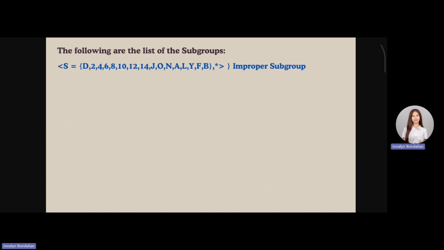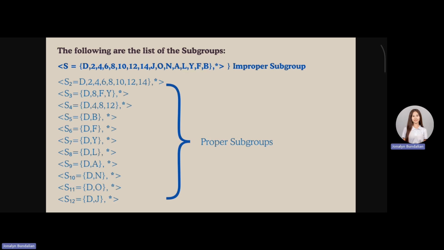First, our improper subgroup is S is equal to {D, 2, 4, 6, 8, 10, 12, 14, G, O, N, A, L, Y, F, and D}. And for our proper subgroups, S sub 2 is equal to {D, 2, 4, 6, 8, 10, 12, 14}.